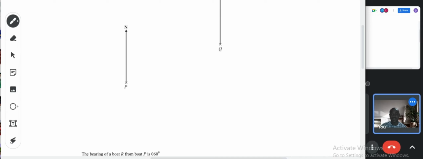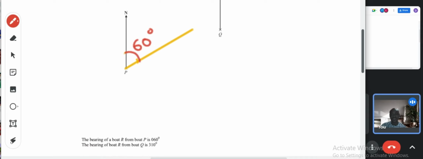Did you get that? From P, measure 60 degrees and draw a line such that this will be 60 degrees. Does the line not touch the other one? No, just draw it. Eventually, some things will cross out. Just draw. We have 10 minutes now. All right, so 60 degrees.